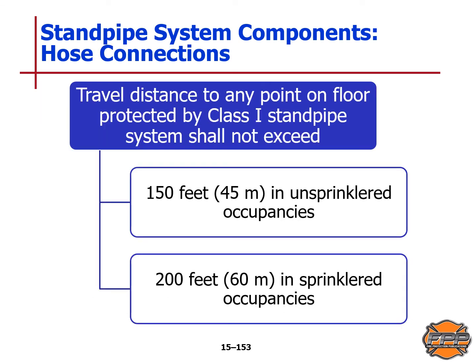The travel distance to any point on the floor protected by a Class 1 standpipe system shall not exceed 150 feet or 45 meters in unsprinklered occupancies, or 200 feet or 60 meters in sprinklered occupancies.